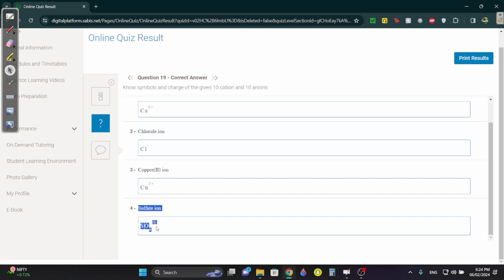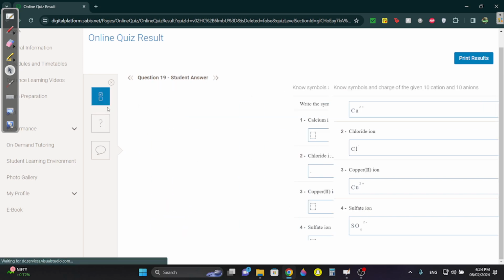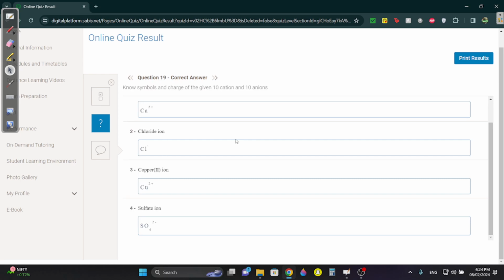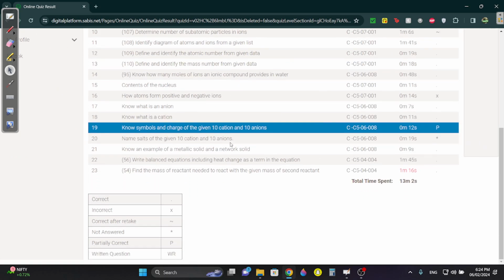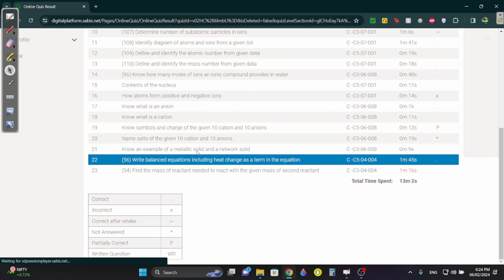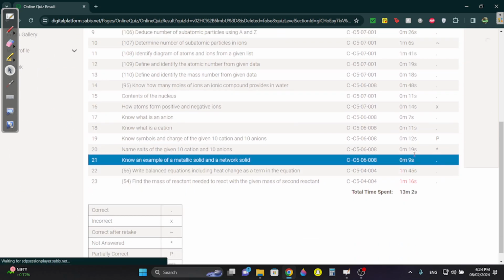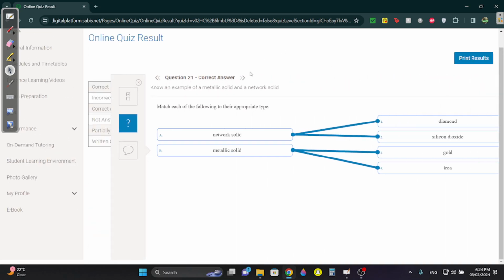Sulfate, you memorize it from the table, SO4 2-. At this point, you should know them. Question 19 is not loading. Name salts of the given 10 cat. Okay, I'll open question 19 after I'm done. I don't know why I skipped it.